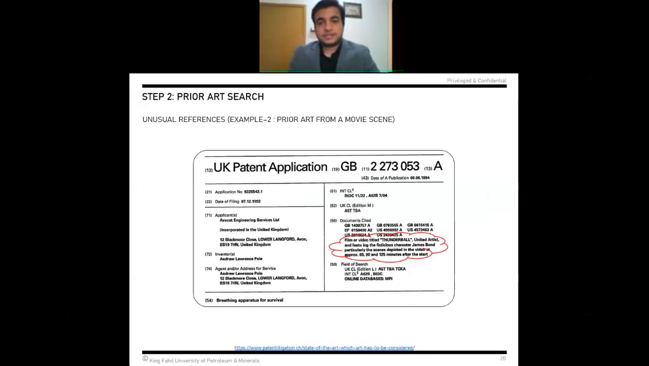And this is the actual snapshot of an actual patent application. As you can see here on the right side, the examiner clearly specifies that film or video titled Thunderball, United Artists, and featuring the fictitious character of James Bond, particularly the scenes depicted in the video at 65, 90, and 125 minutes from the start. This is very specific. The examiner has pinpointed the scenes where this device was seen, and based on that, he rejected the application.